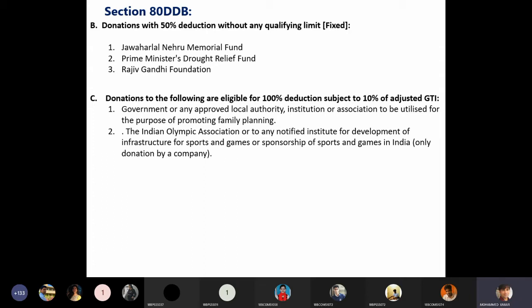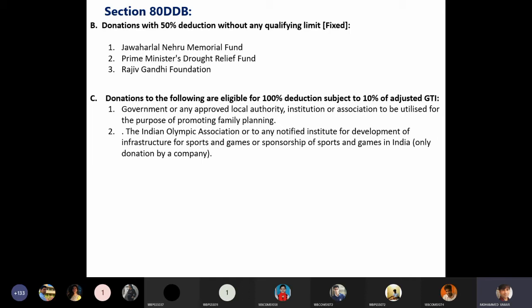So in case of category C, 100% of the amount donated will be compared with 10% of adjusted GTI, and whichever is less will be considered. So this includes government or any approved local authority, institution or association to be utilized for the purpose of promoting family planning, the Indian Olympic Association, or to any notified institute for development of infrastructure for sports and games or sponsorship of sports and games in India only.